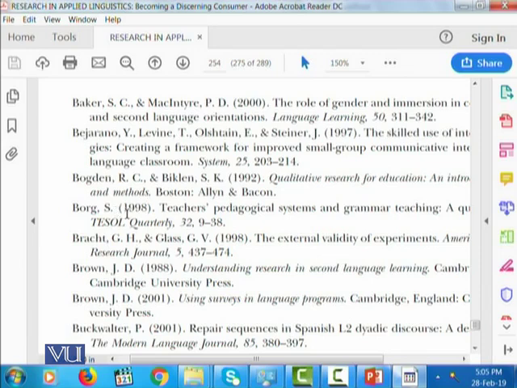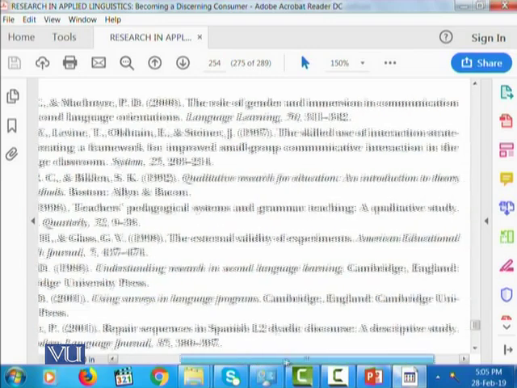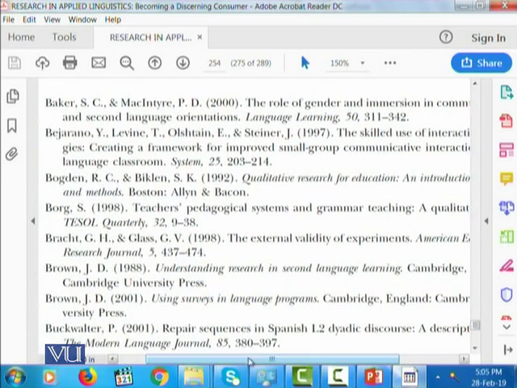One example I would like to give here is by Simon Borg, an expert in English language teaching at Leeds University, United Kingdom. It was published in 1998. Sorry, it's not a book, it's a journal article. The title is Teachers' Pedagogical Systems in Grammar Teaching: A Qualitative Study. So this is actually the study.